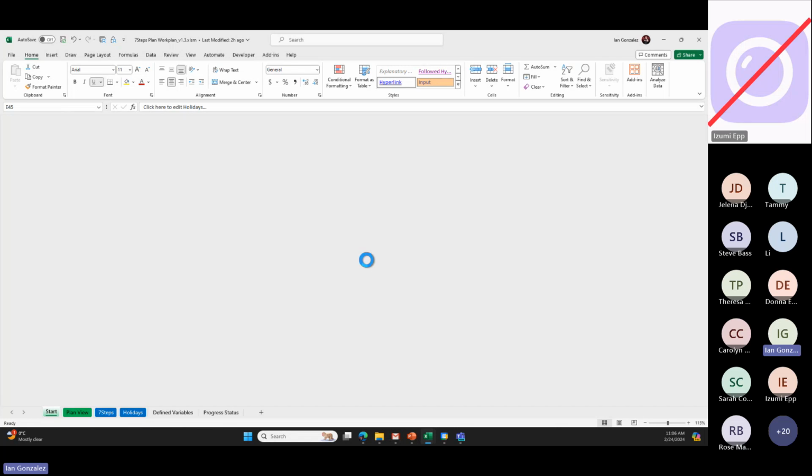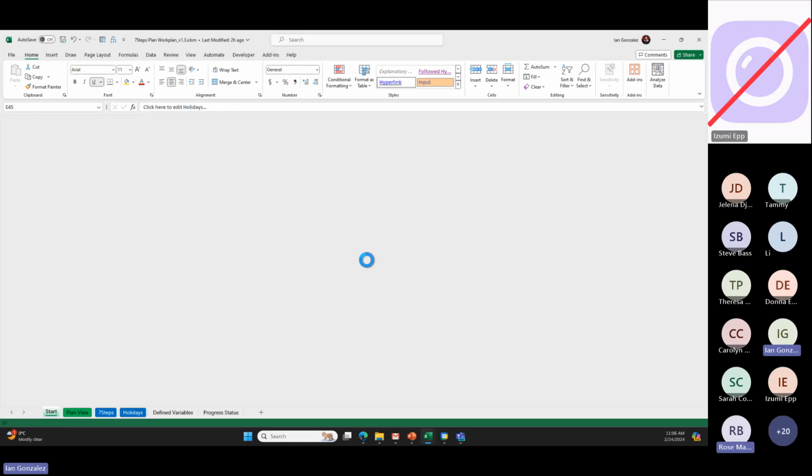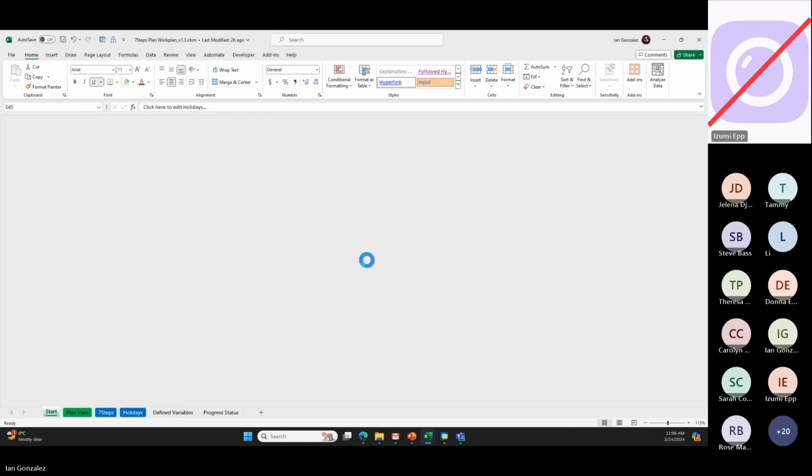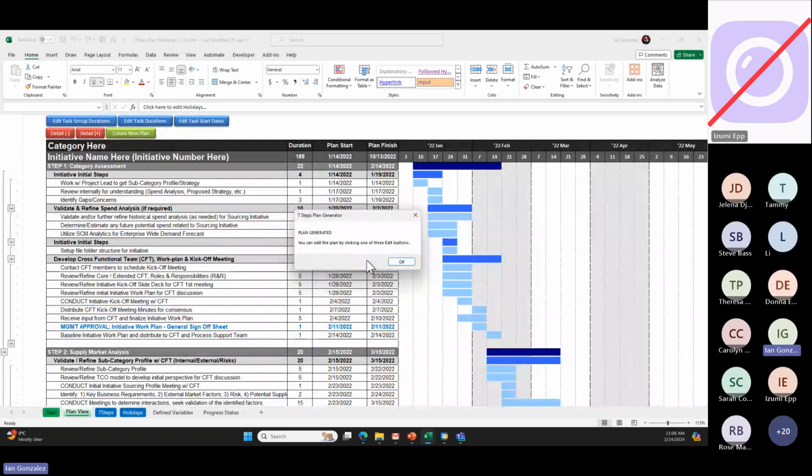Besides, it's an Excel file with certain knowledge. Anyone can build something like this if they're sufficiently good with VBA programming. Okay, there we go. Plan generated. You can edit the plan anytime by clicking the following 3 buttons.